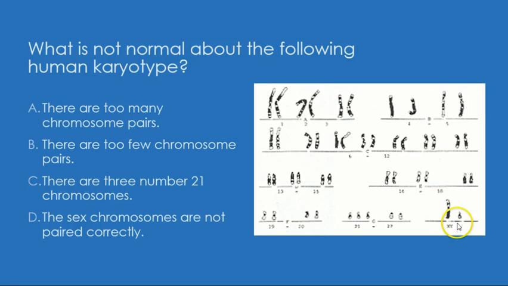So this one, well, the sex chromosomes look fine. You've got the X and the little Y there, so this is a male. You have 23 pairs, you can see, count them all out. So there aren't too many, there aren't too few, but if you look here at number 21, you have an extra little chromosome here. This causes real problems. This is trisomy 21, which is also known as Down syndrome.